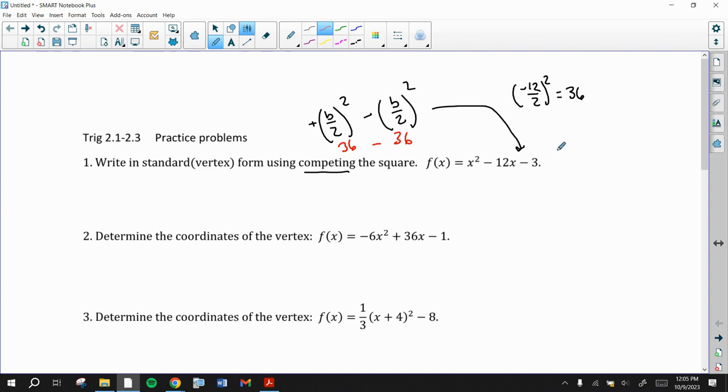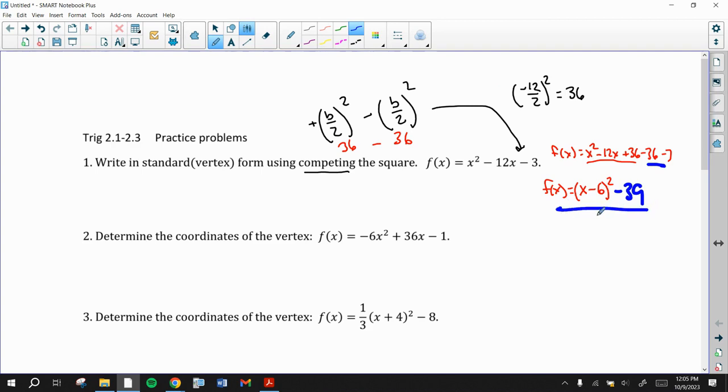So it's going to look like this. f of x equals x squared minus 12x. Now you add the 36 right here, subtract the 36 right after it, and then you have the minus 3 that was already there. So the first three terms when you complete the square are definitely a factorable quadratic. It's going to factor into x minus 6 quantity squared, and then you're left with the negative 36 minus 3, which is minus 39. So that's vertex form, and we're done.